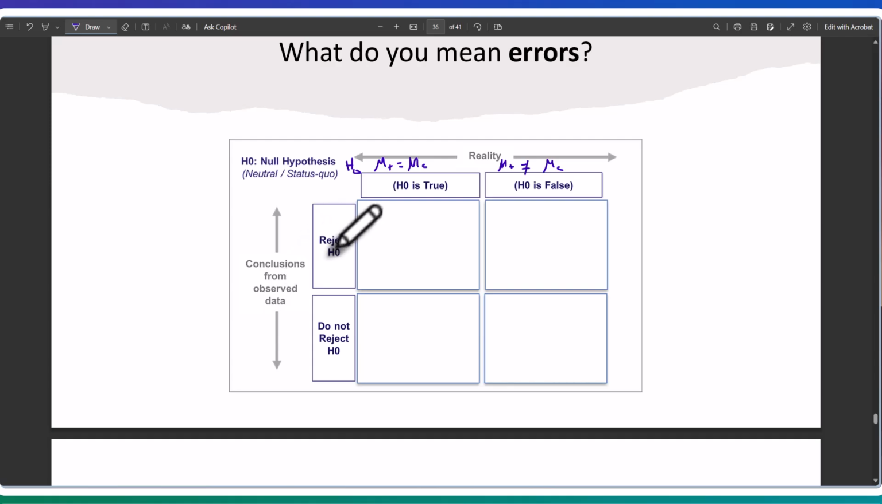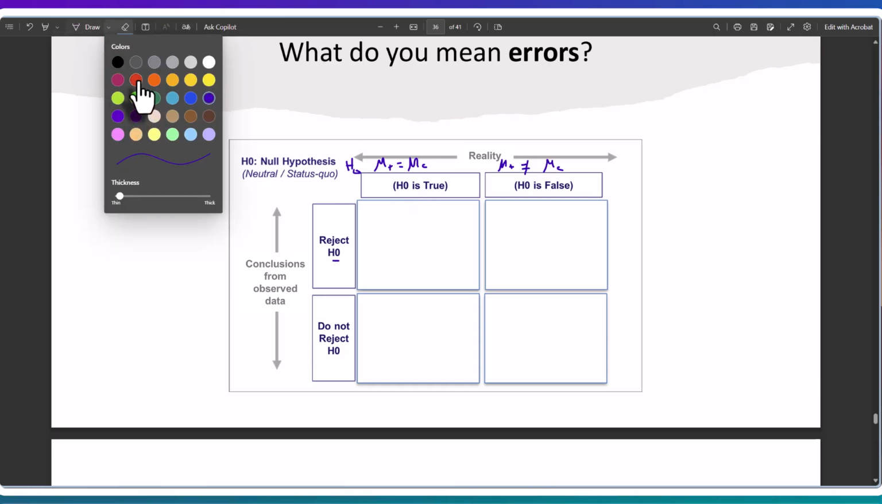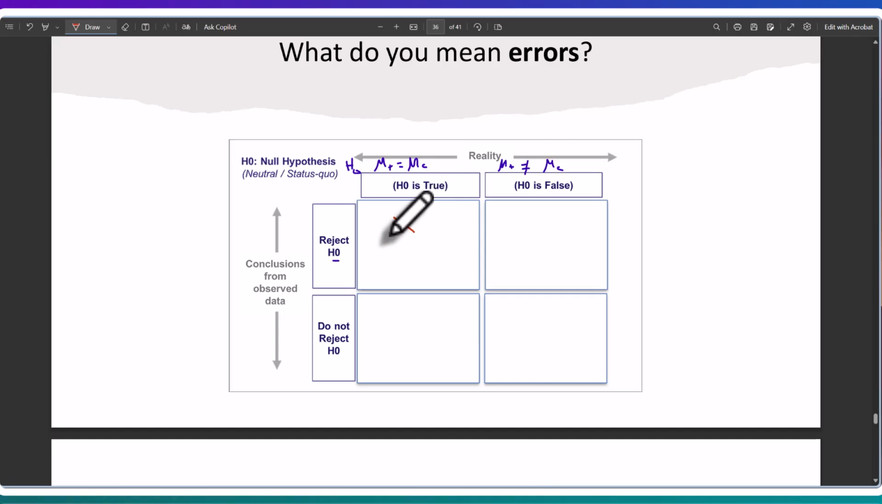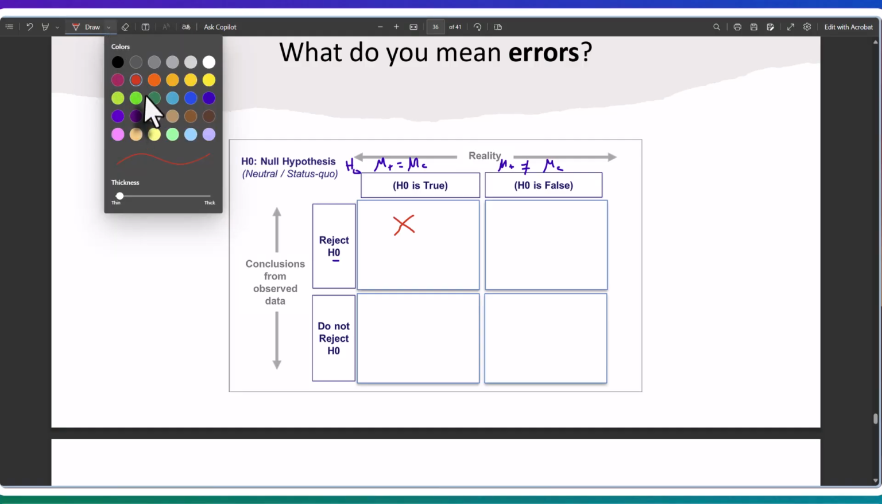So the first decision that we could make is that we reject the null hypothesis. And if we reject the null hypothesis, but the null hypothesis is true, then in that situation we don't want that. We have created an error, right? So this is problematic because we've rejected the null hypothesis when the null hypothesis is true. If we were to reject the null hypothesis and in truth the null hypothesis is false, that there are differences, that's actually a good thing, so that's good.